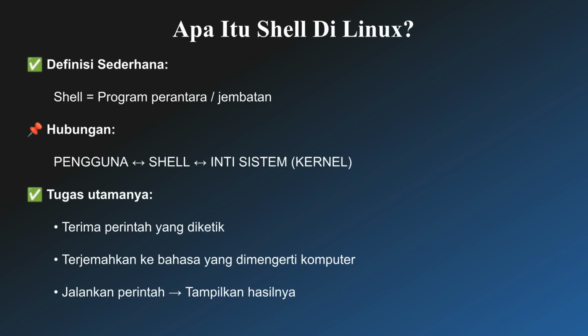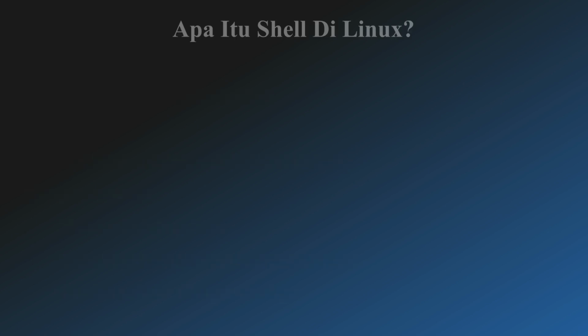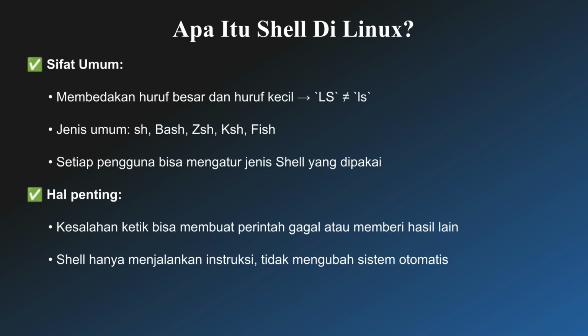So what is the shell? Simply put, it acts as an intermediary or bridge between you and the operating system's kernel. When you type a command, the shell translates it, tells the computer to execute it, and shows you the result. Keep in mind that the shell is case-sensitive, meaning LS is not the same as ls. There are several types like bash and zsh, and you can choose the one you prefer. Remember, it only executes your instructions. It doesn't automatically change your system.